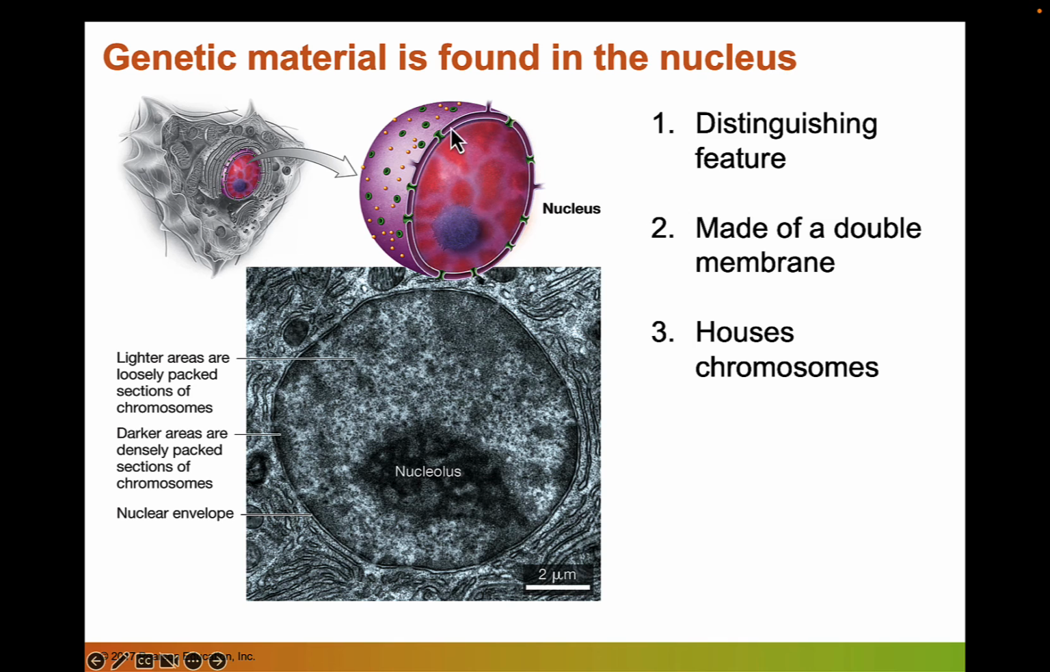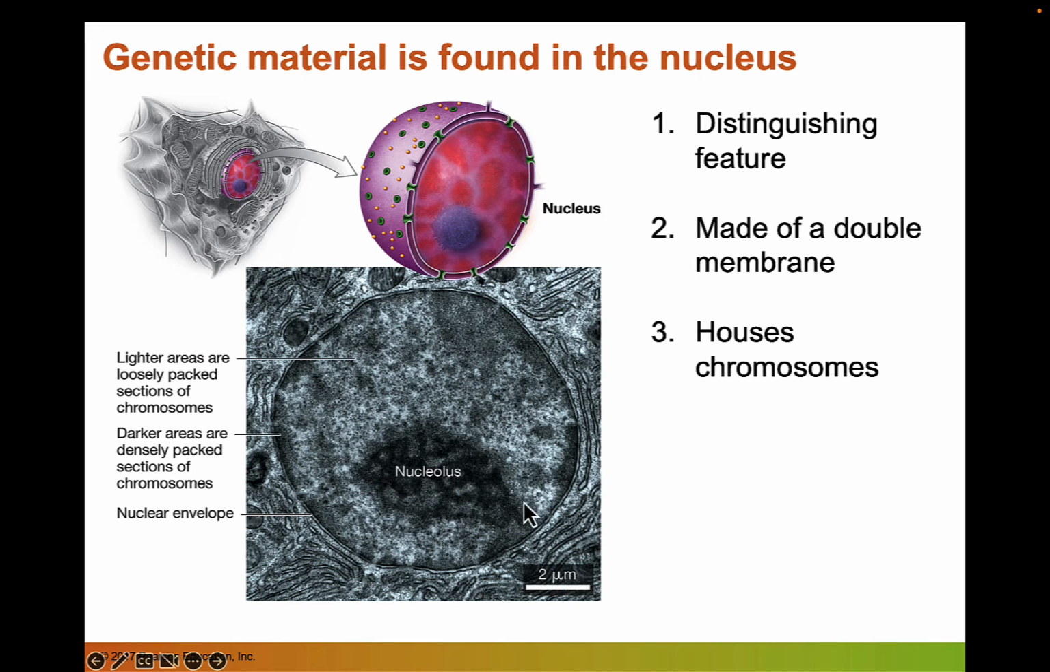And so here's the cartoon up here. And then down below is the transmission electron micrograph of a nucleus. So you can see the double layer structure and you can see some pores. We'll talk about these. And then there's these lighter areas, and this contains lightly packed chromosomes. This is where our genetic information resides. And then we have some darker packed areas with more DNA. And so here's where our genetic material is found inside the cell.